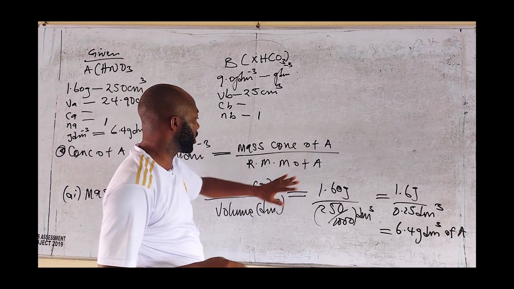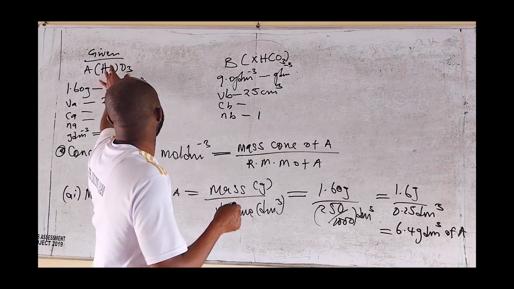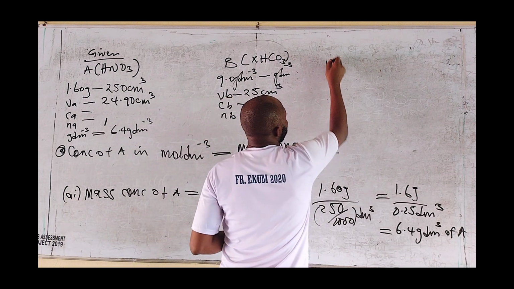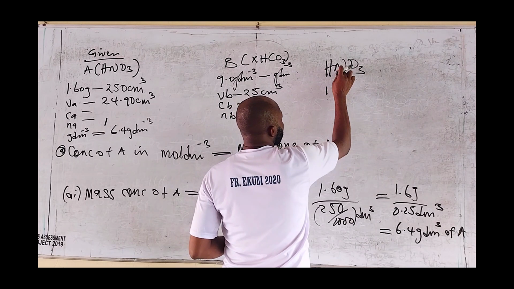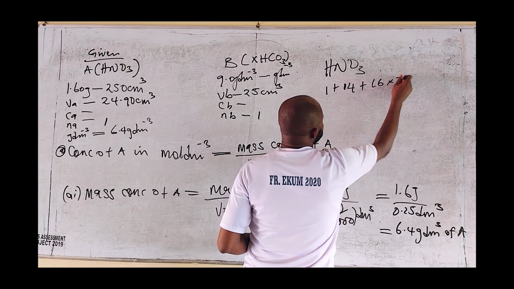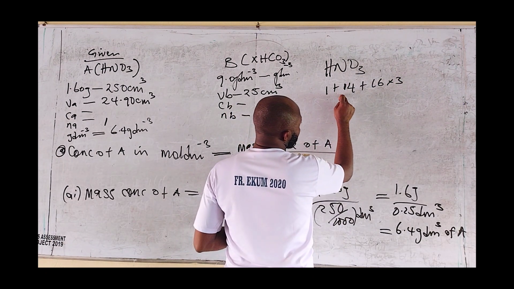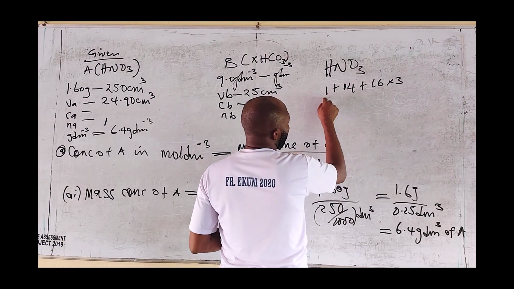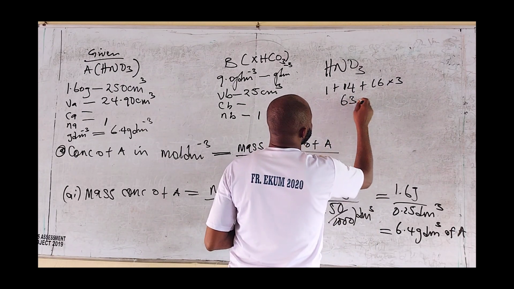I have my mass concentration of A. The relative molecular mass of HNO3, we can also get. I think it's 63 if I'm not mistaken. But here we go. HNO3: hydrogen is 1 plus nitrogen is 14 plus oxygen is 16 times 3, which is 48. Plus 14 is 62, plus 1 is 63. So we have 63 g/mol.